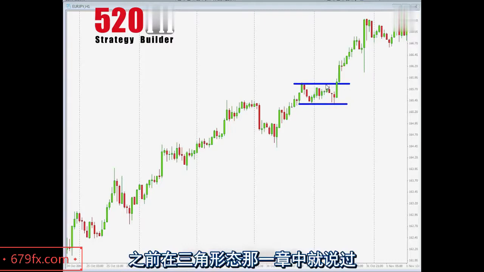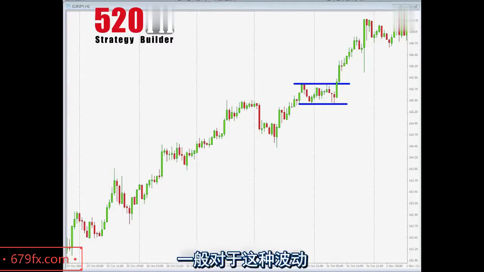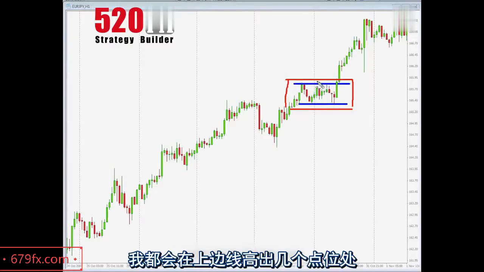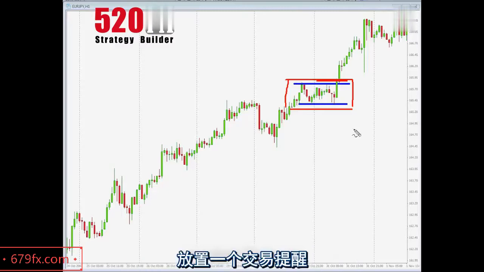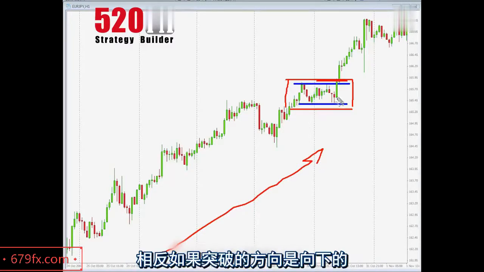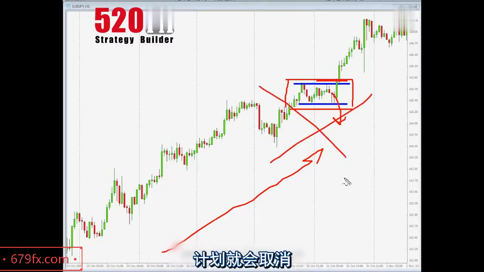Basically, as we explained in the triangles chapter, once I spot a range, this range-bound price action, I usually place my sound alarm a few pips above the range top. In this case, since we are in an uptrend, remember that I only take breakouts in the direction of the main trend, so should this breakout happen to the downside, I would cancel the whole thing.